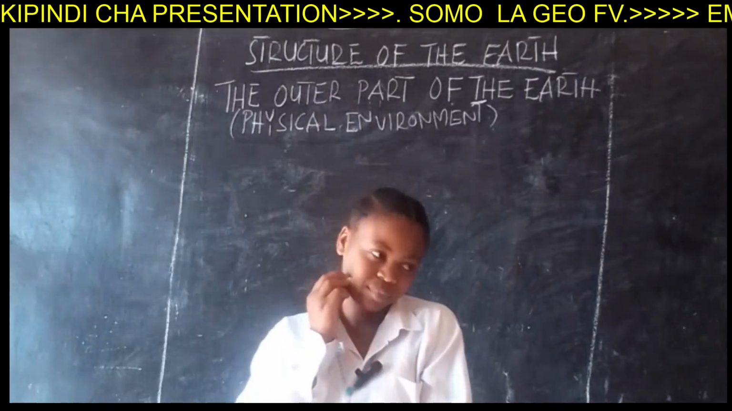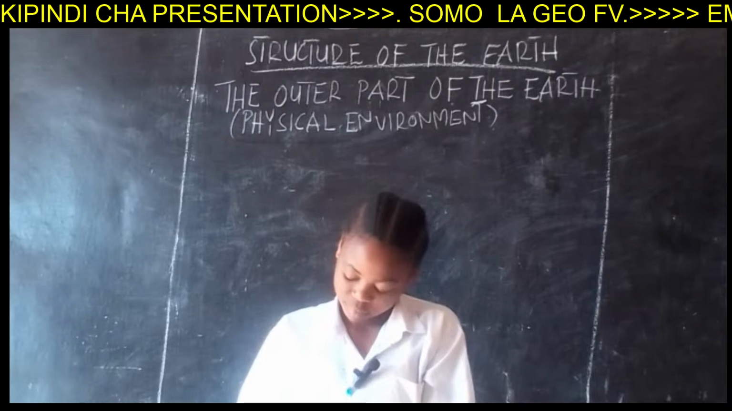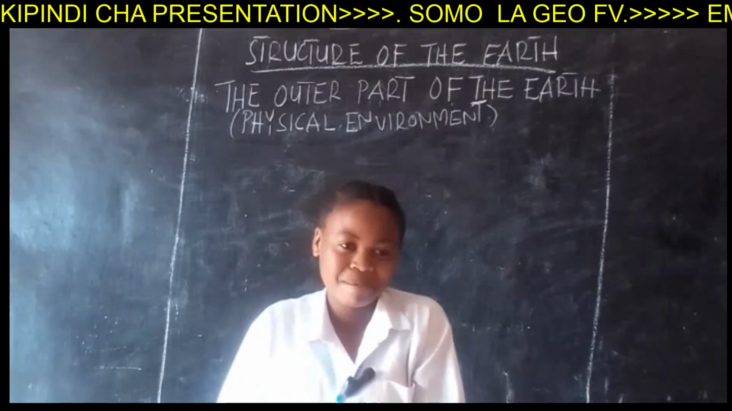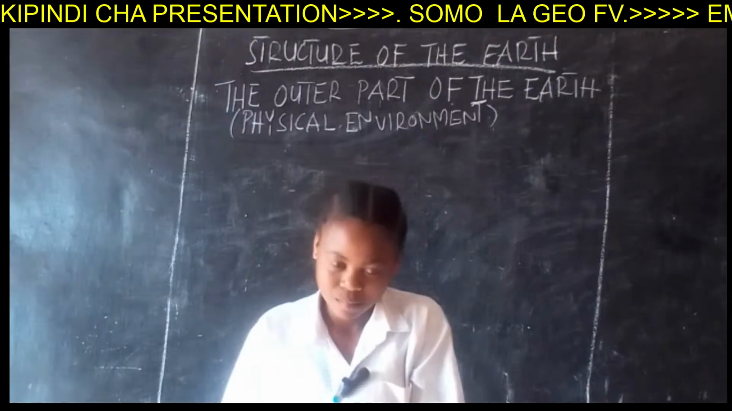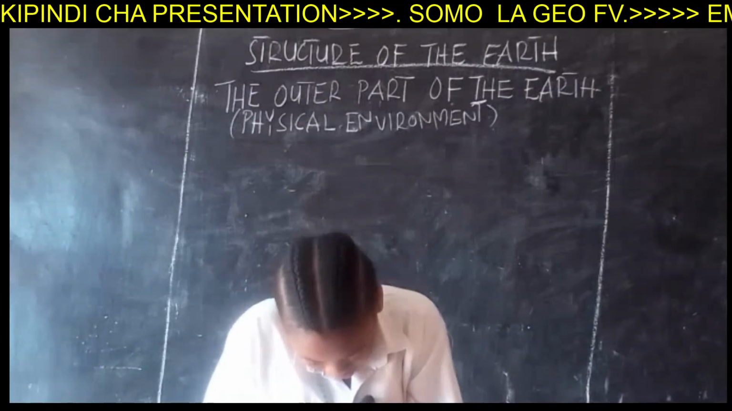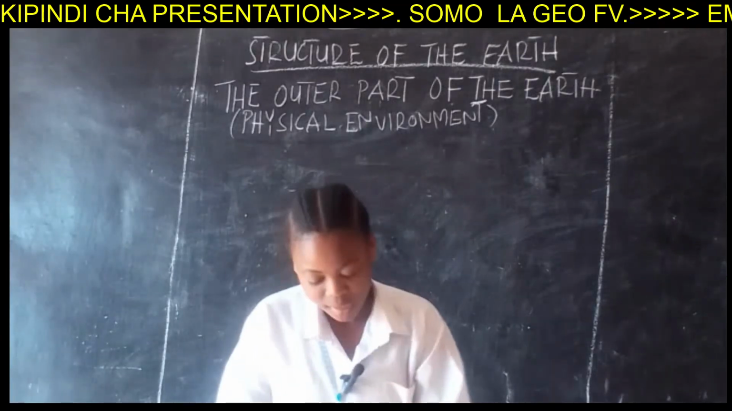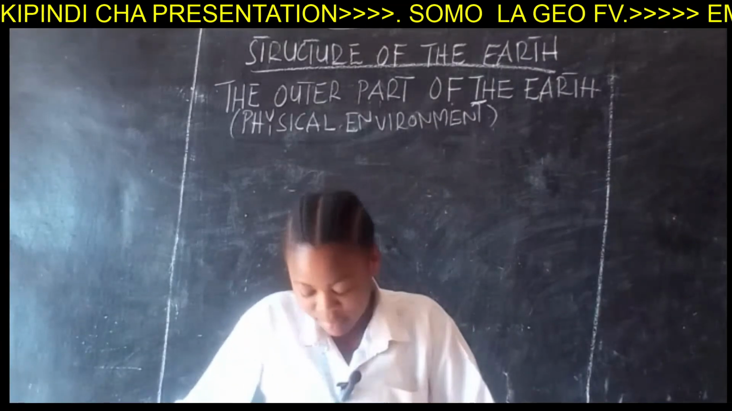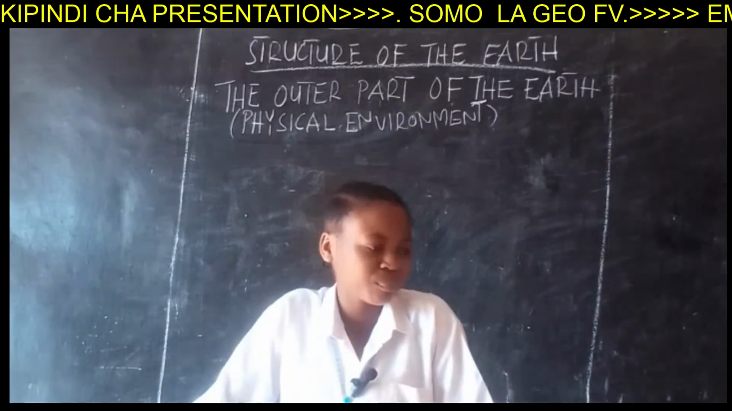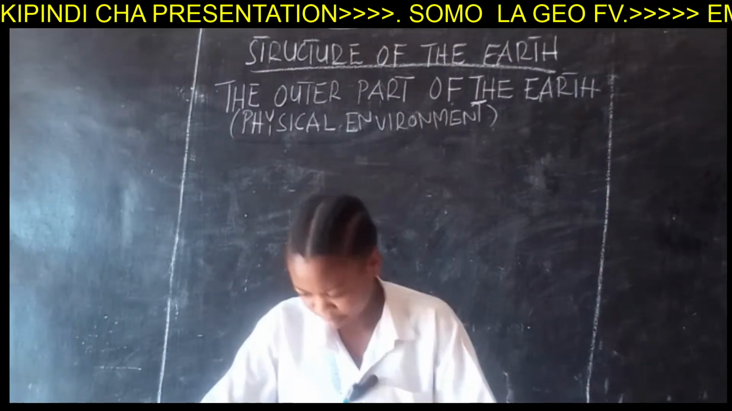My fellow has one question. It says: give the components of the mesosphere. The components are the sima and the sial. Okay. Another question?